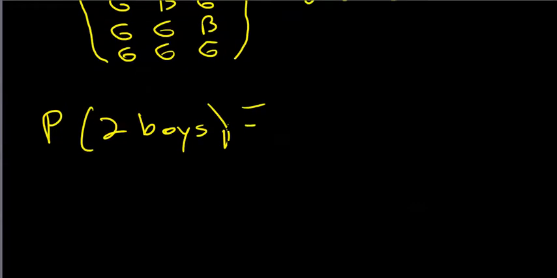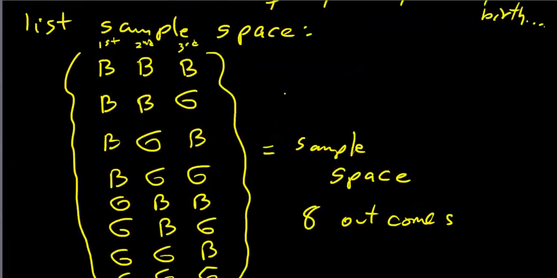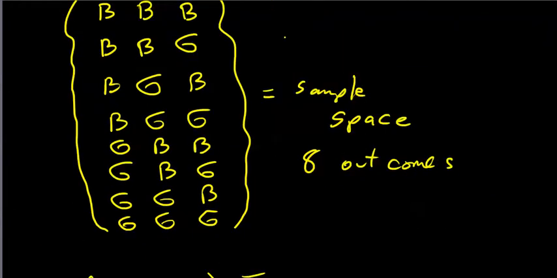Find the probability of 2 boys. So I have to look in the above list and look for the outcomes that have 2 boys in them. Now, a sticky point may be, well, 2 boys means exactly 2 boys. So I'm going to circle the outcomes that have 2 boys, and again, that means exactly 2 boys.